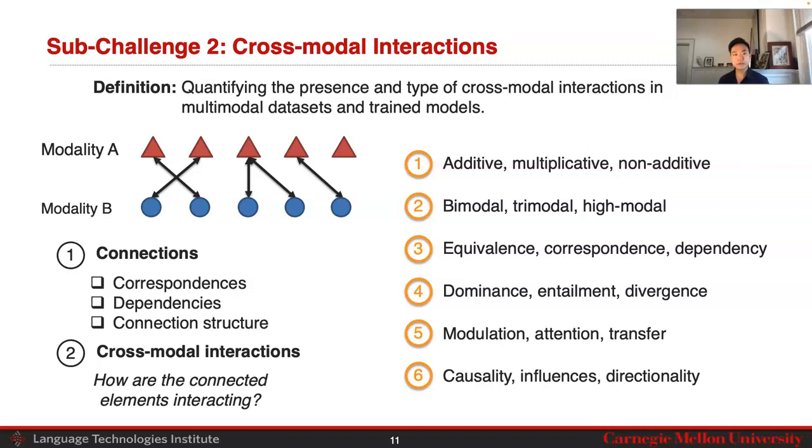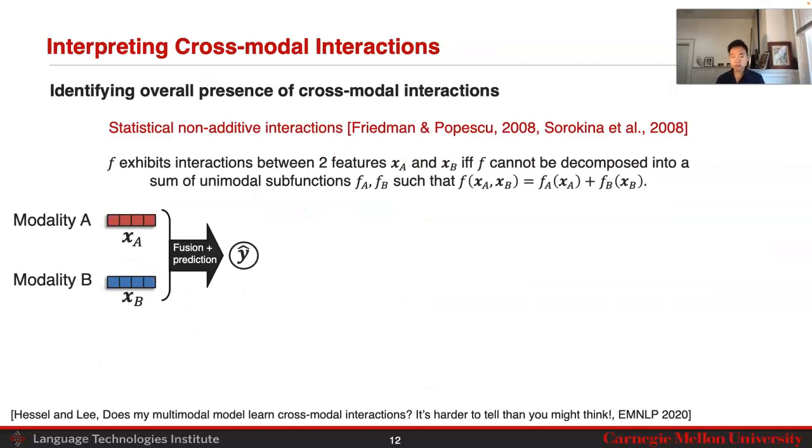And again, this is a very big challenge. There's some glimpse into possible work. One big area of work is to build upon the idea of statistical interactions, which states that if you have two features and they cannot be decomposed into the sum of unimodal functions acting on these individual features, then there are some cross-modal interactions that exist.